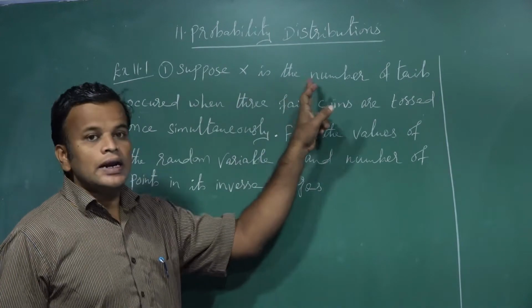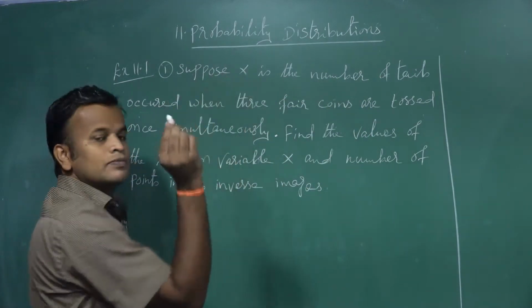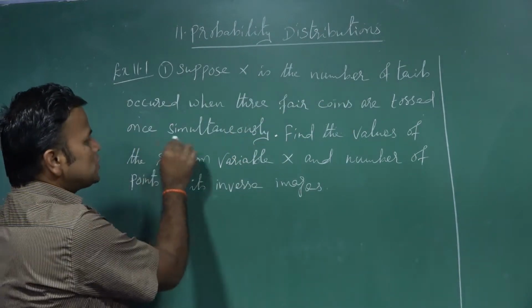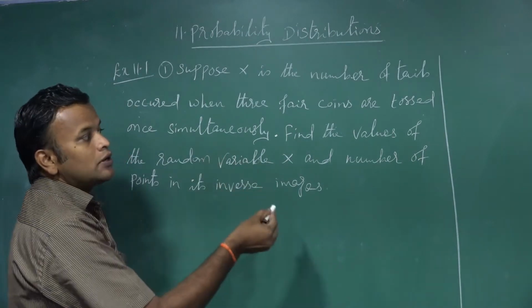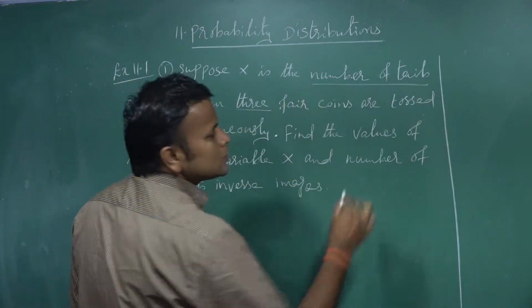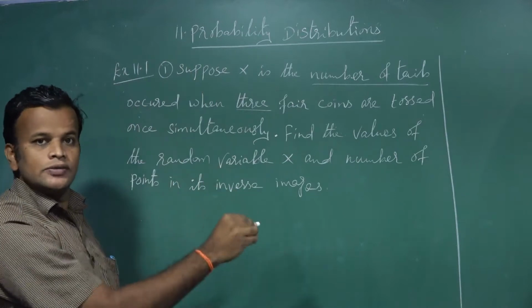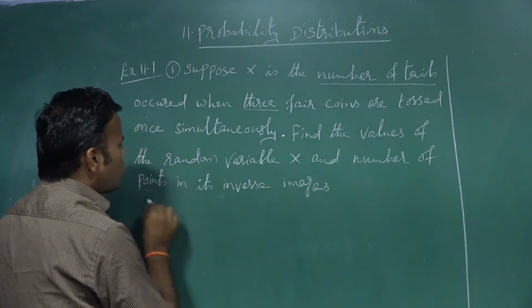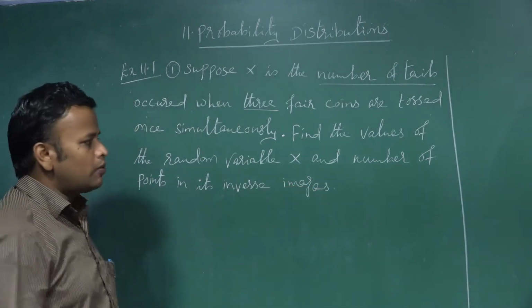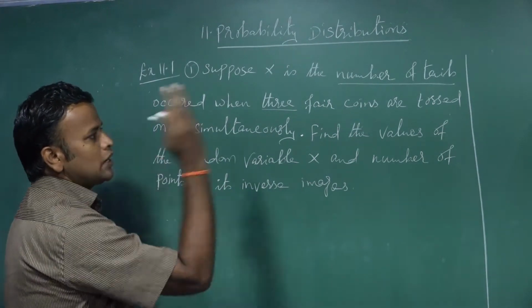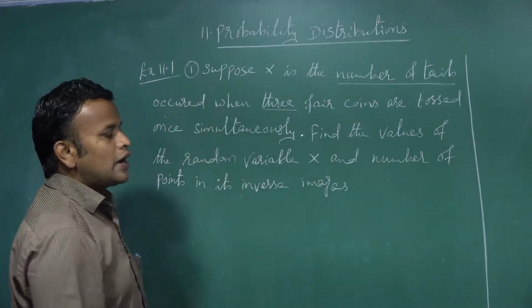Suppose capital X is the number of times occurred when 3 fair coins are tossed once simultaneously. So how many coins are tossed is very important. How many coins? 3 coins. X is the number of tails. So this is called the random variable of that sum. Then our question is to find the values of the random variable X and the number of points in its inverse image. No problem, inverse image means how many values are possible in the random variable. So first, it is very important: X can take how many values, where X is the random variable here.